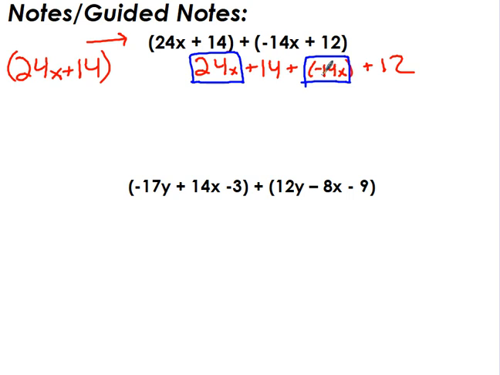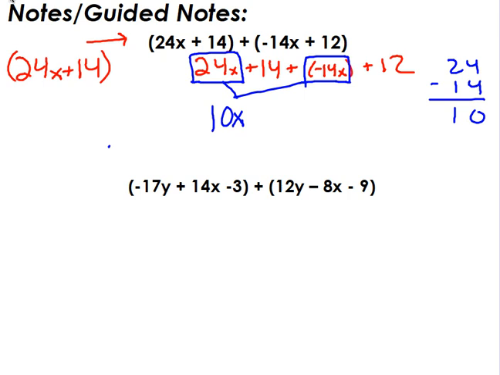When I combine those, I'm really just adding or combining the coefficients. I'm combining the 24 with the negative 14, and then the x is going to stay the same. So it's basically like saying I have 24 x's, I have negative 14 x's, how many total x's do I have? Well, if I combine 24 and negative 14, it's just going to give me 10. So these combine to 10, and I still have the x attached to it. So 24x and negative 14x makes 10x.